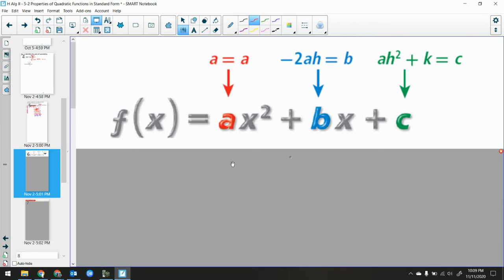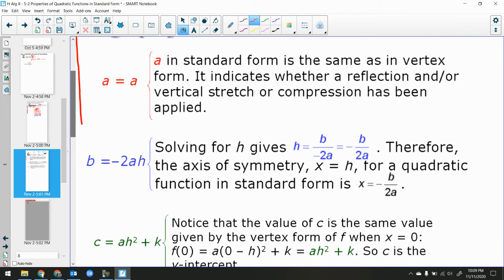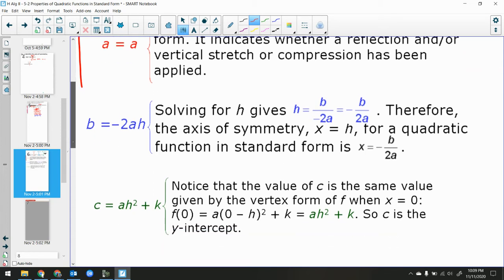But how do these things relate? Well, a is a, no matter what. A in vertex form has the same meaning as a in standard form. A in standard form, that number leading our quadratic, means the same thing. It indicates whether there's a reflection across the x-axis and any vertical stretch or compression that's been happening. The fact that b is negative 2ah.